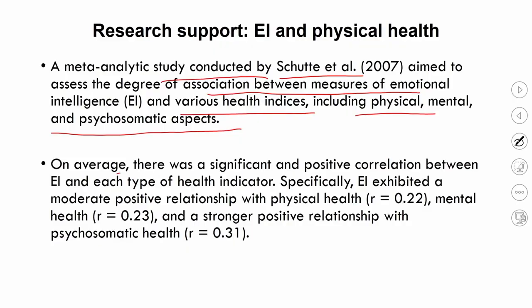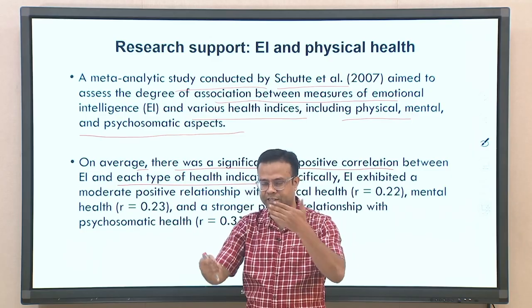It showed that on average, there was a significant and positive correlation between EI and each type of health indicator. EI has been found to be positively correlated with various health indicators such as physical health, mental health and psychosomatic health. So, it promotes various aspects of health.